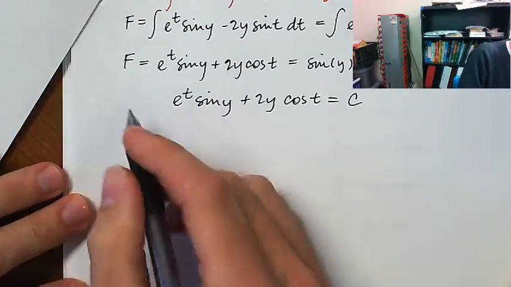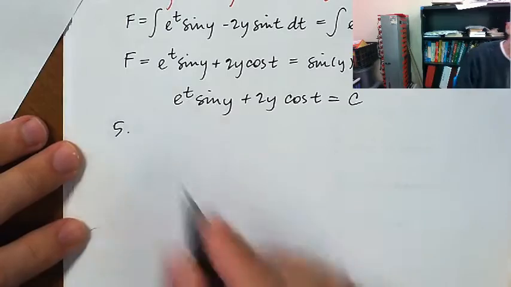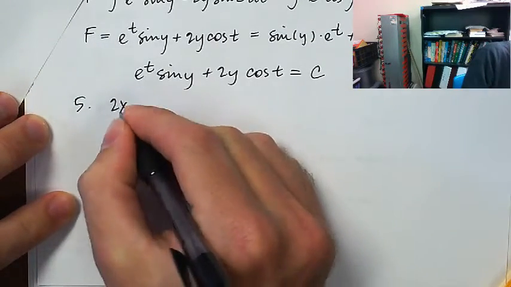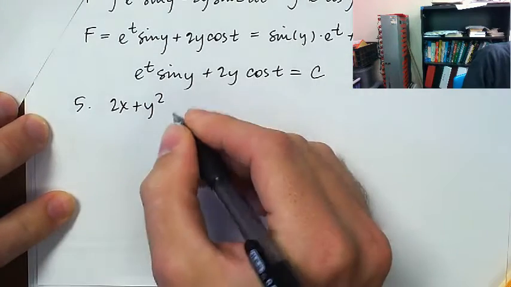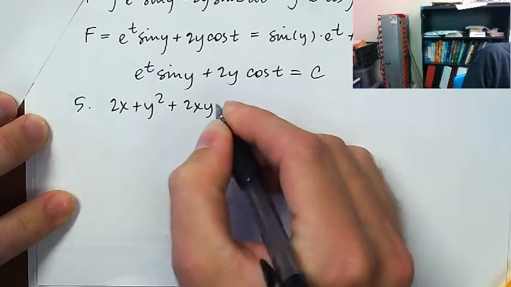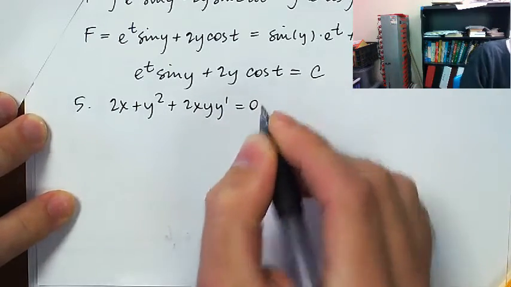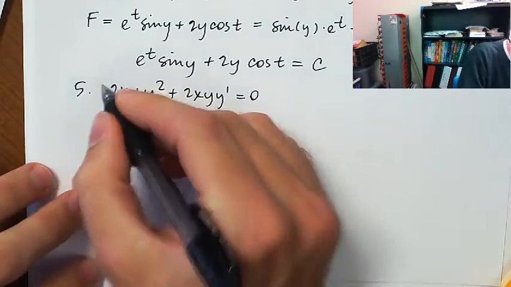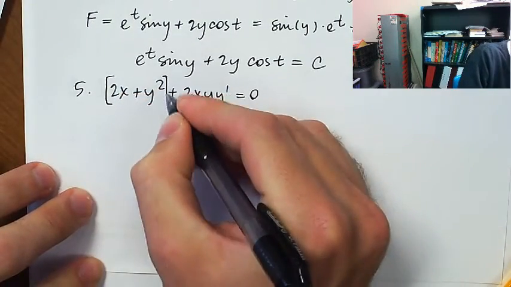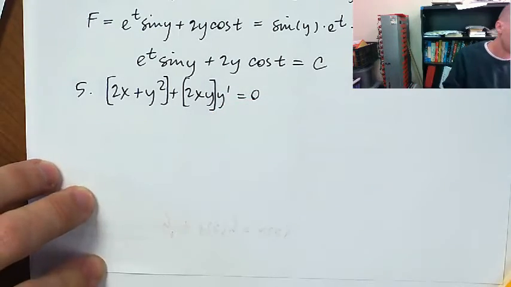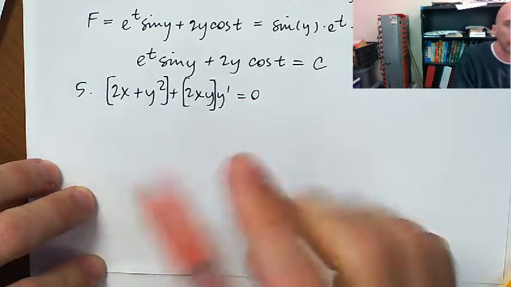Number 5, this one looks like I should be able to solve it in this amount of paper. I have 2x plus y squared plus 2xy y prime is equal to 0. Okay, so I need to probably mark my M and my N. Okay, M is going to be 2x plus y squared, and N is going to be 2xy.